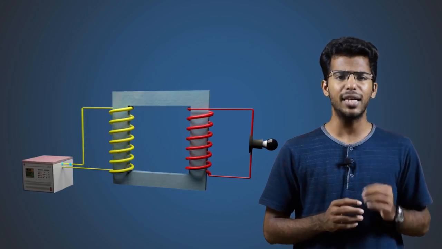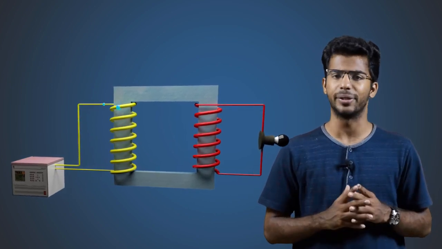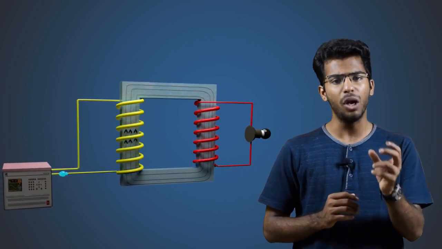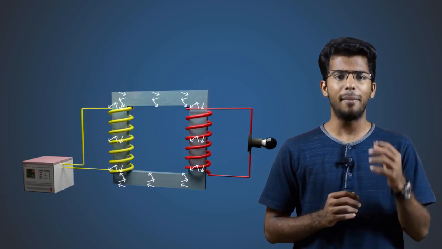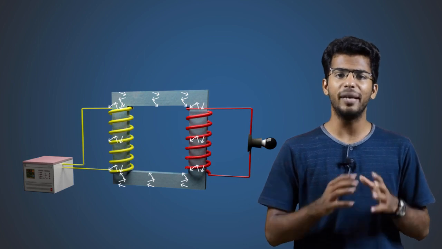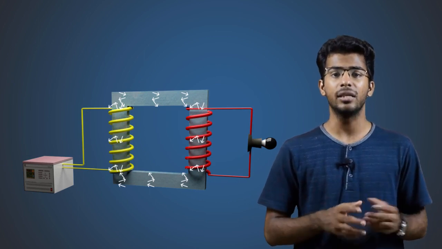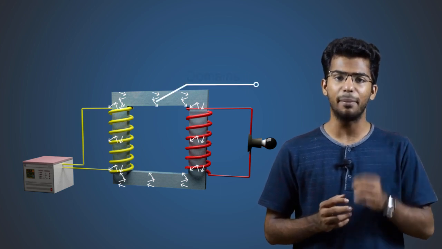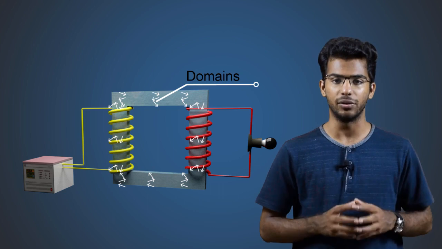Now, let's understand a bit about this material structure. Every magnetic material will have small magnets inside it. The magnetic field produced by them will be in a random direction and hence they cancel out each other. These little magnets inside the material are called domains.